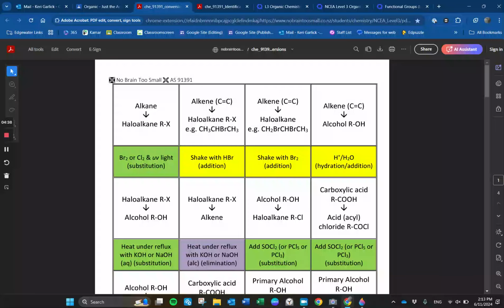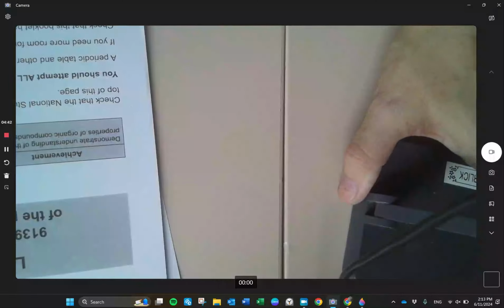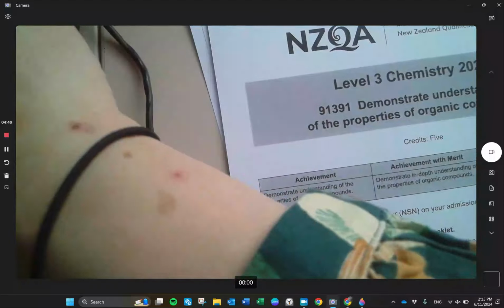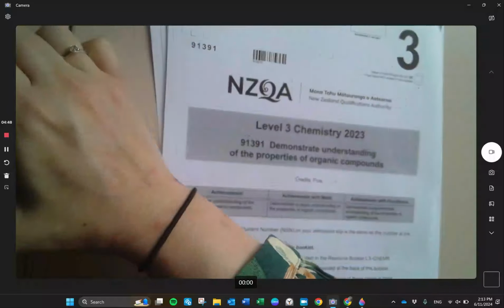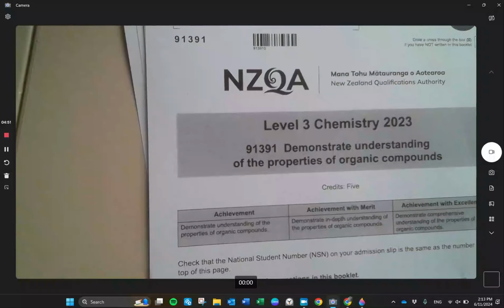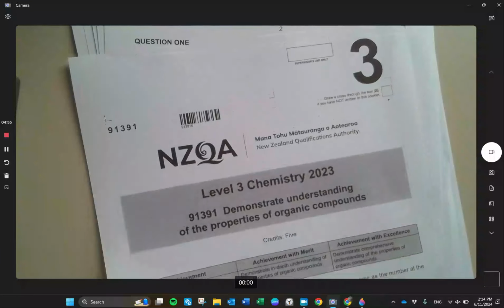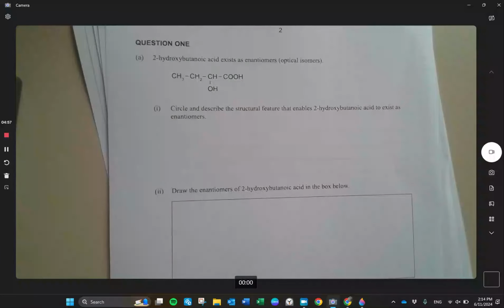So let's go to this piece of paper now. So I will be going back and referencing those things there. So this is the 2023 one. All right, so here's my first question here.